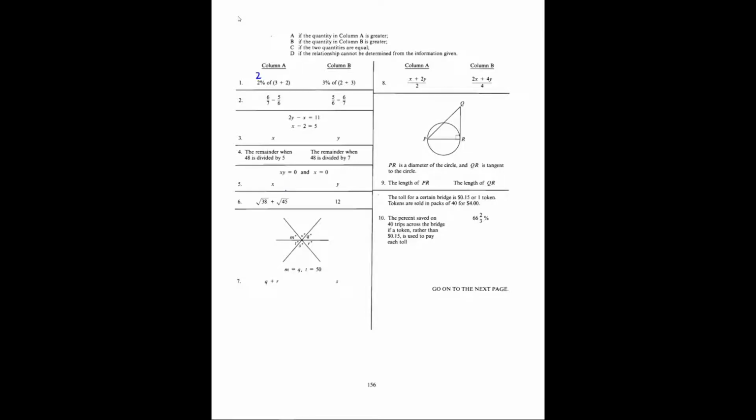First, we have 2% of 3 plus 2 is 5, and 3% of 2 plus 3 is 5. We can already stop here and say the answer is B. 3% of 5 is going to be larger than 2% of 5.